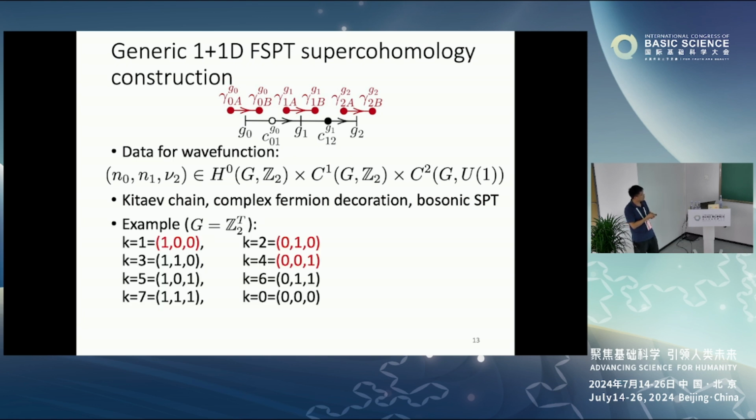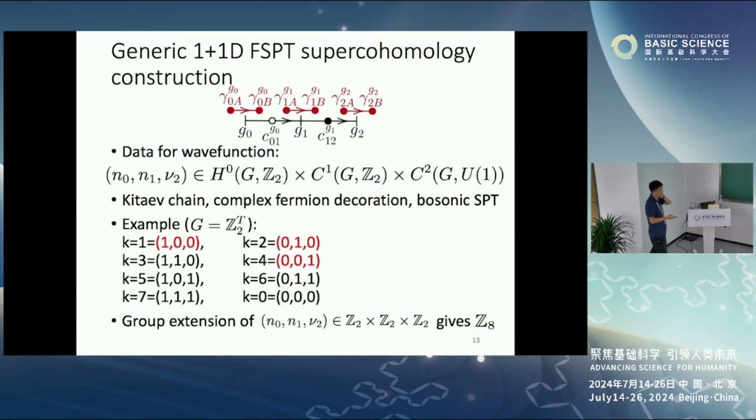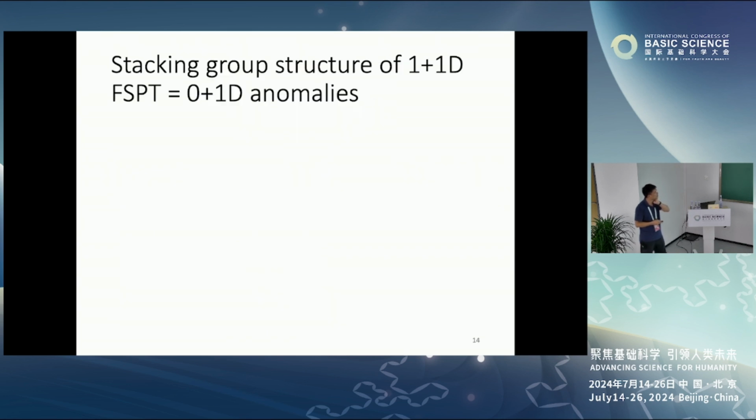And for example, if we consider Z2^T, we have 8 different constructions, because each of these H or C2, C1 has a Z2 classification. Therefore, we have in total 8 different choices. So that corresponds to the Z8 classification. But in general, how can we do the stacking structure? How do we obtain the stacking group structure of the fermion SPT state with arbitrary group G?